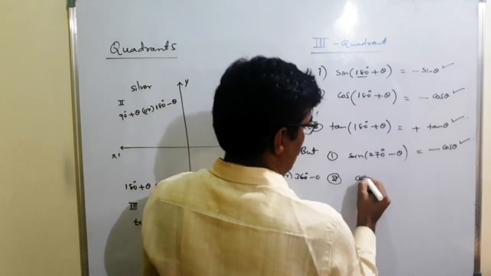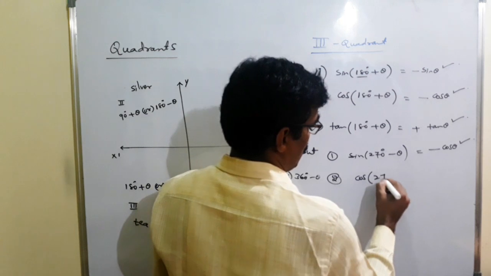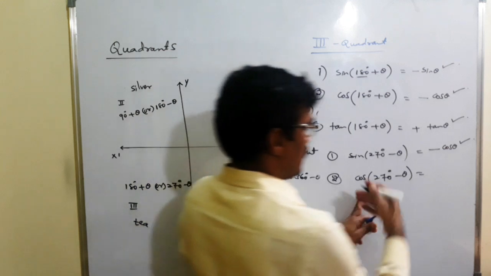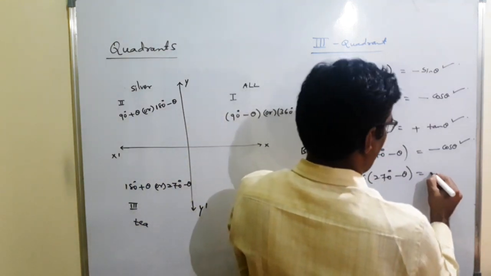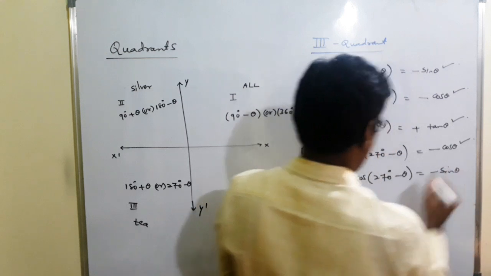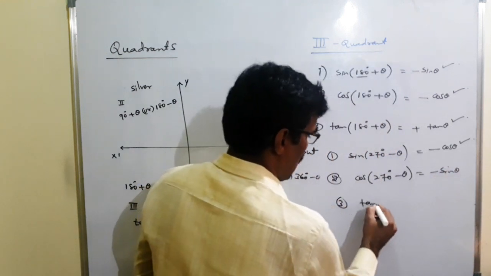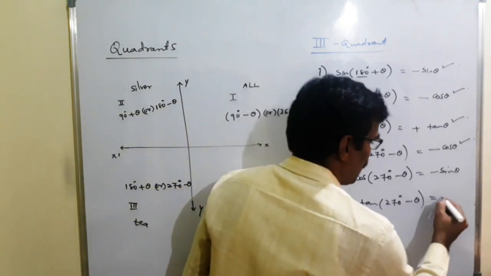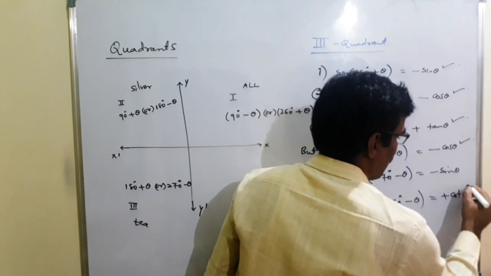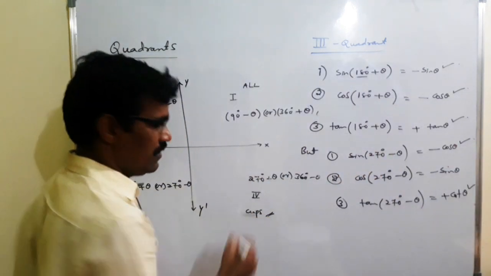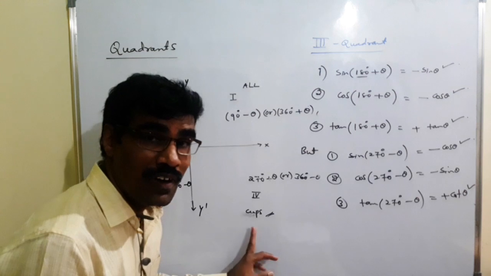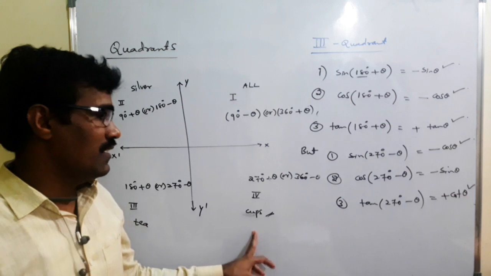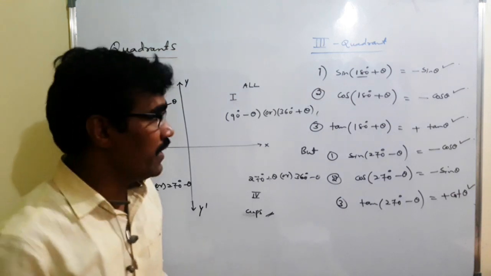Then the next one is cos of 270 minus theta, which is equal to minus sine theta. Then next, tan of 270 minus theta is equal to plus cot theta. Okay. So here the fourth one is homework. Which is positive? Cos and its reciprocal secant are positive. Okay.